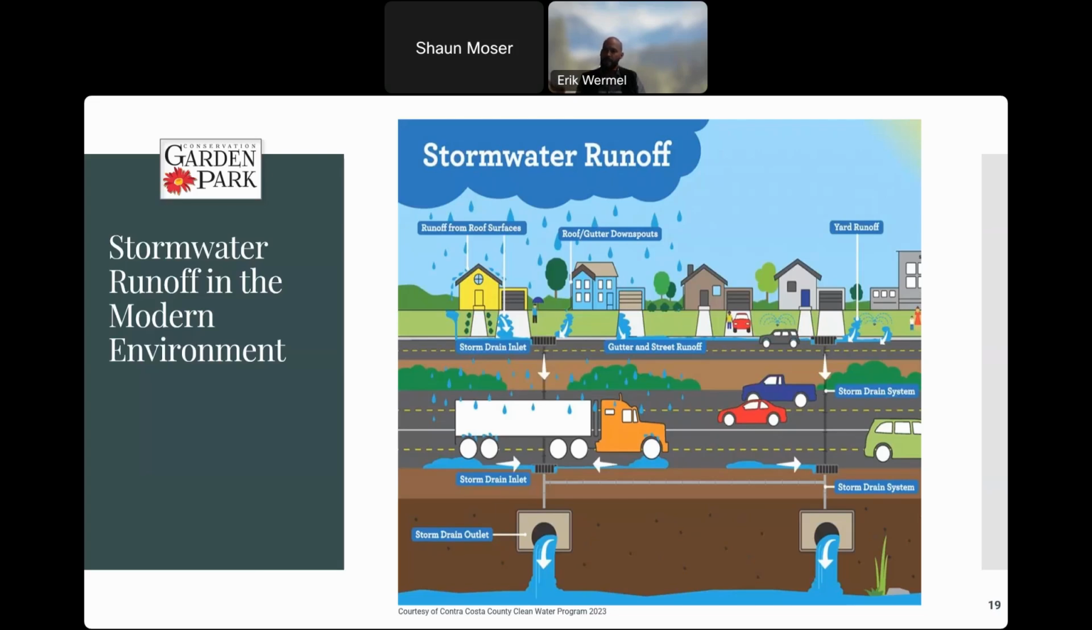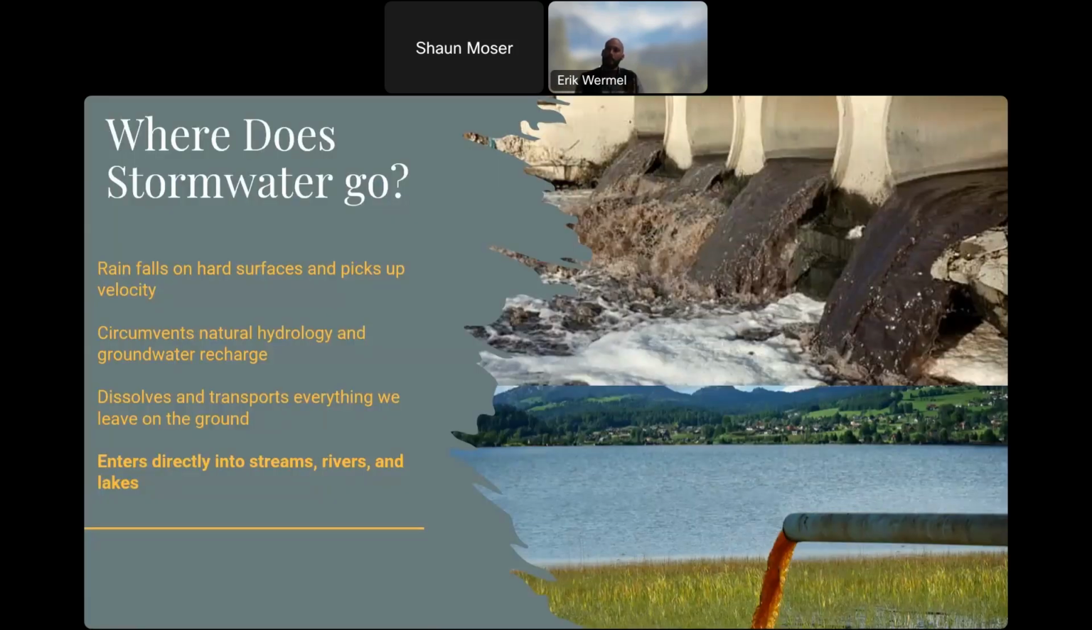So once it disappears down the drain, we really stop thinking about it, out of sight, out of mind. But where does it go after that? So most of it flows through a system of underground pipes and channels and ends up directly in our streams, rivers, and lakes. It picks up velocity as it falls on these hard surfaces into our storm drains, and it moves faster than most natural systems can handle. So it circumvents our natural hydrology that we've discussed. It doesn't move into groundwater recharge. It instead rushes off and does not soak in.